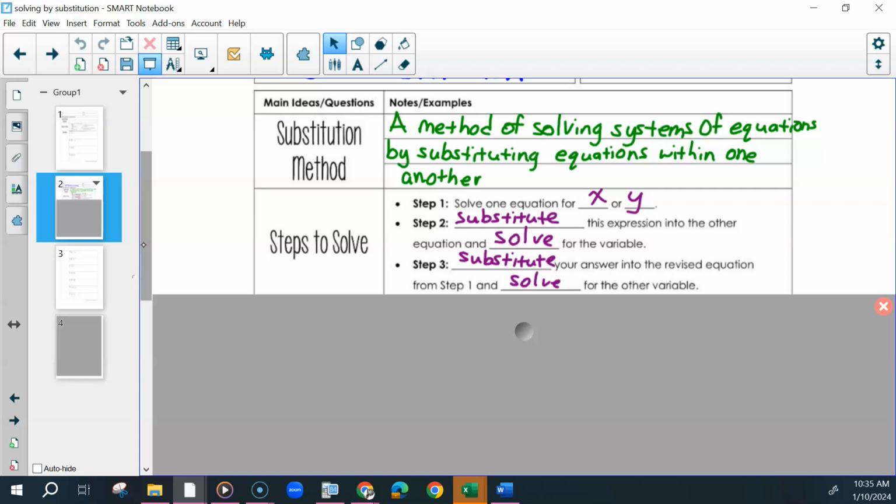To solve by substitution, this is a method of solving systems of equations by substituting equations within one another. So you first solve one equation for x or y, does not matter. Then substitute the expression into the other equation and solve for the variable. Then substitute your answer into the revised equation or the one you solved before, and solve for the other variable. So it's a lot of solve, substitute, solve, substitute, solve.